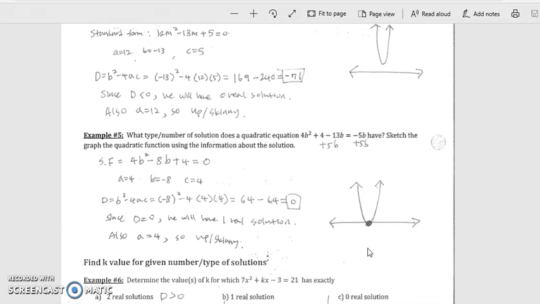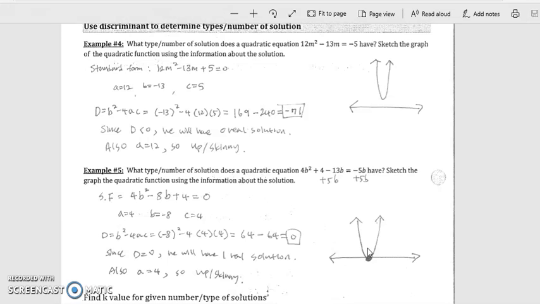For the meantime, we're not going to worry about example 6. You'll be okay without that. That should be everything you need to know for discriminant.